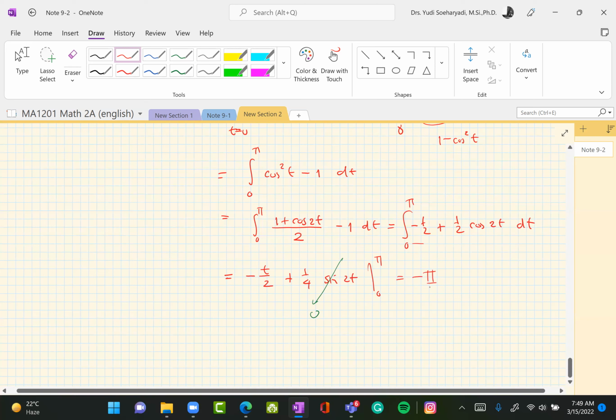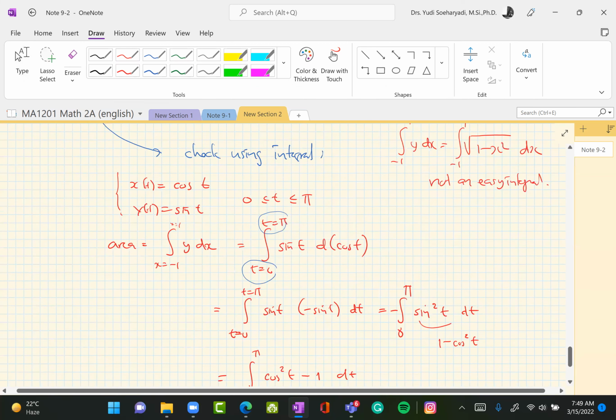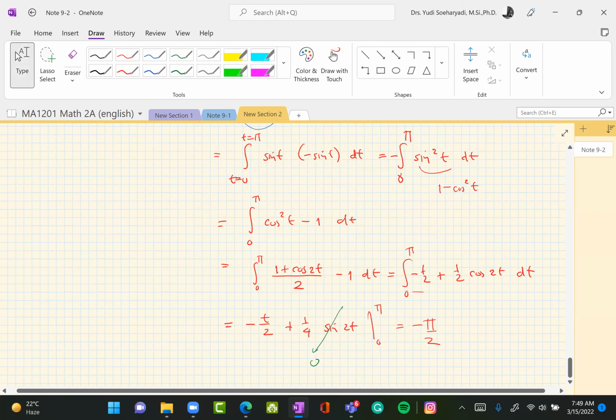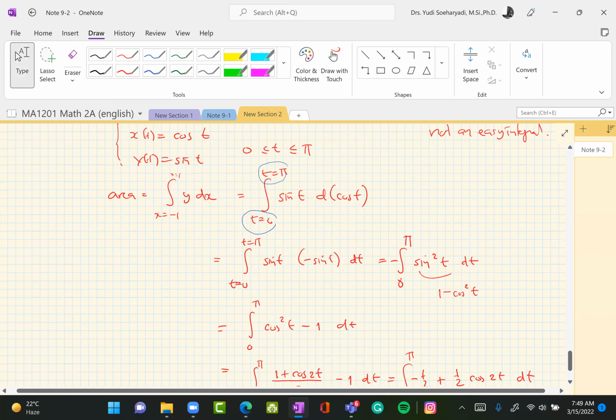Why is that negative? Is area negative? Why is this negative? That's because we are going from right to left.